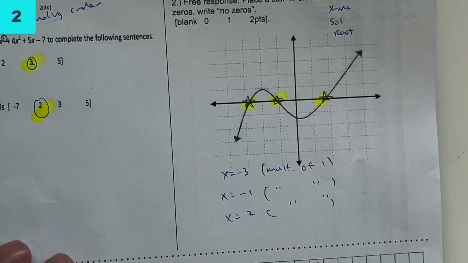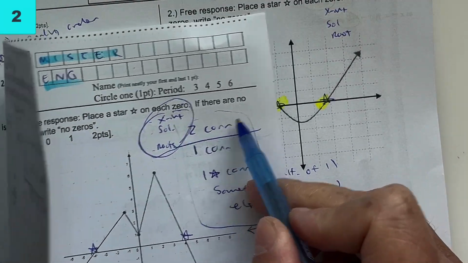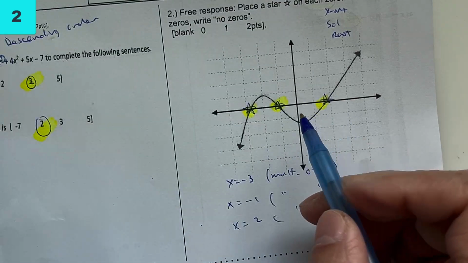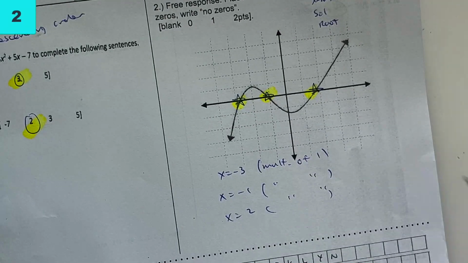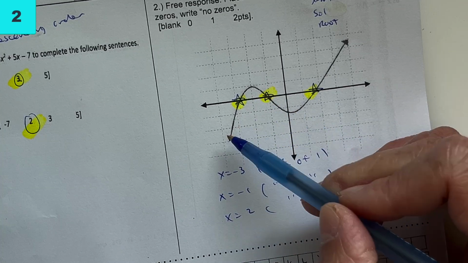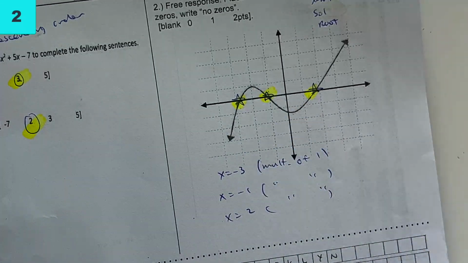Future knowledge, but how did I score that? You'll get 2 points if you have all 3 of these there. You'll get 1 point if you have a star correctly there, and maybe you put a star there. That's called a minimum. That would be a relative minimum, and this would be a relative maximum.